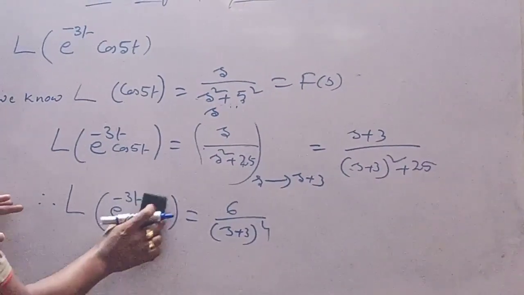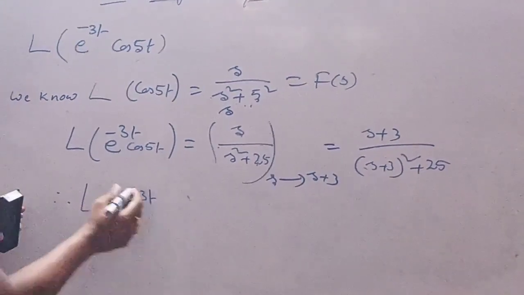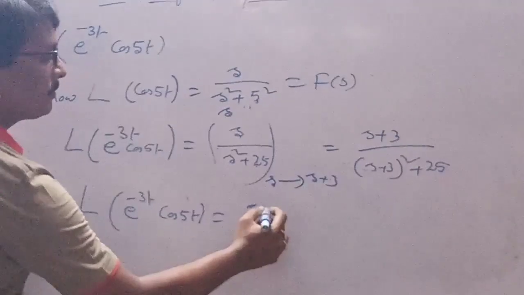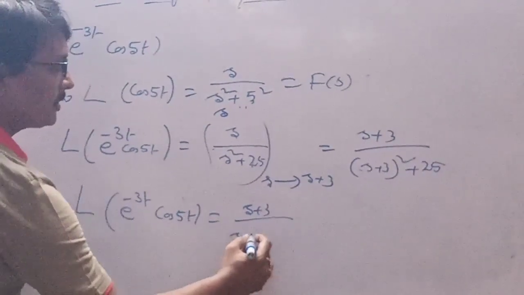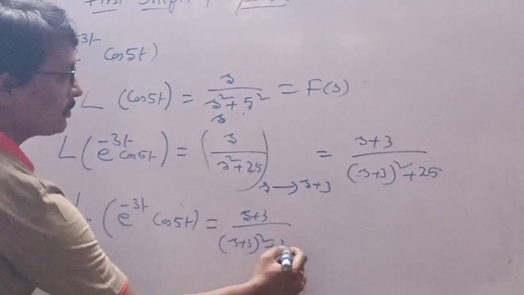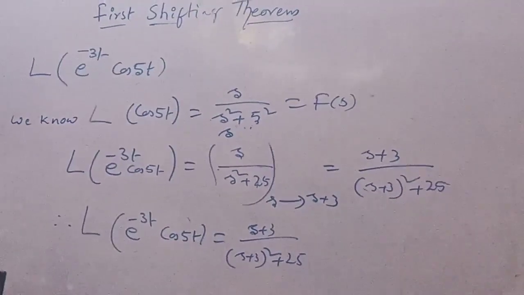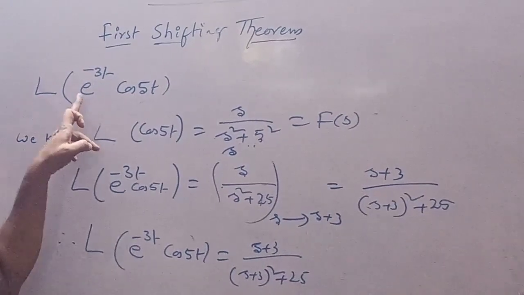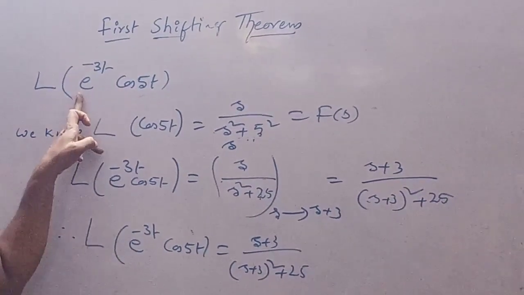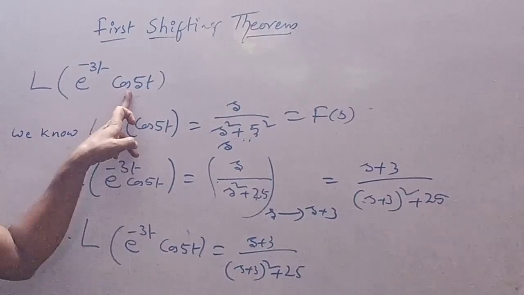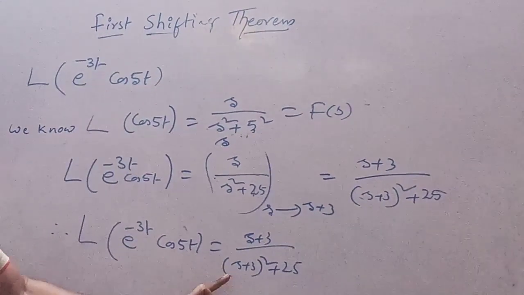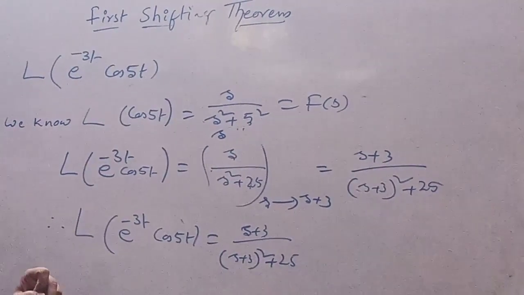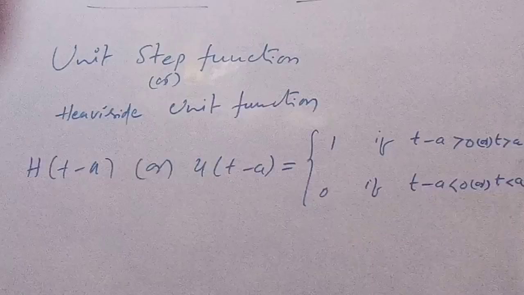Then the Laplace transformation of e to the power of minus 3t cos 5t equals s plus 3 by (s plus 3) whole square plus 25. Whenever you have the Laplace transformation of a product of e to the power of minus at and f of t, then it is the Laplace transformation of f of t with s shifted to s plus a. Just replace and solve the problem.